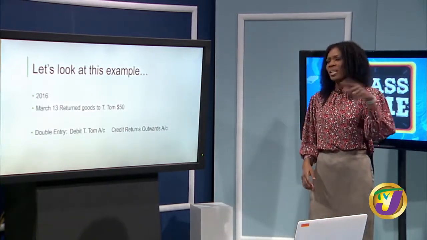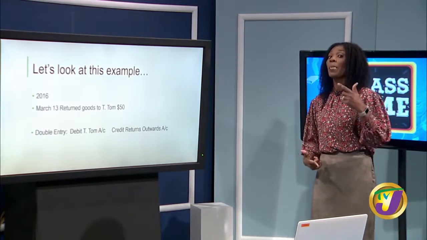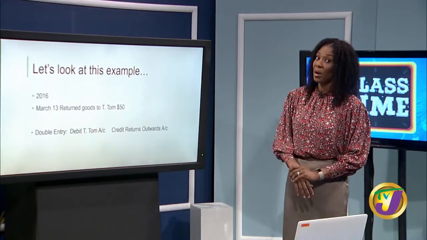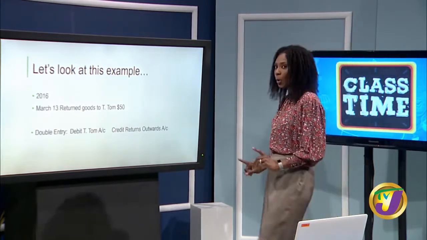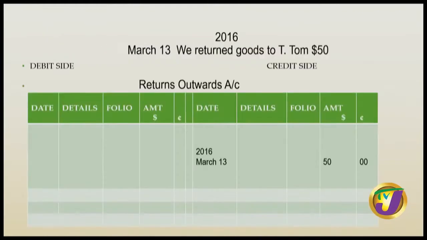You remember on March 6th, I think, we bought some goods from T-Tom. Now March 13, we decided that we're going to return some goods to T-Tom. Now, which two accounts would be affected? Give me one term for returning goods to the supplier. That would be what? Returns outwards. So we're going to open up then a returns outwards account.